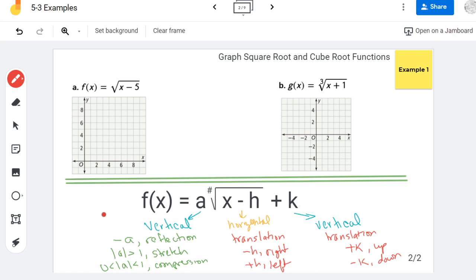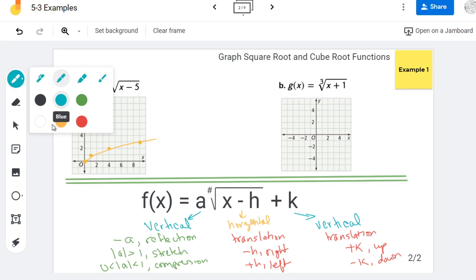So now let's apply this to our functions. I'm going to start with my parent function. On part A here, I have a square root. With square roots, I know the square root of 0 is 0, the square root of 1 is 1, the square root of 4 is 2, and the square root of 9 is 3. I just go down my list of perfect squares and take their square roots. That gives me that nice swoop there.